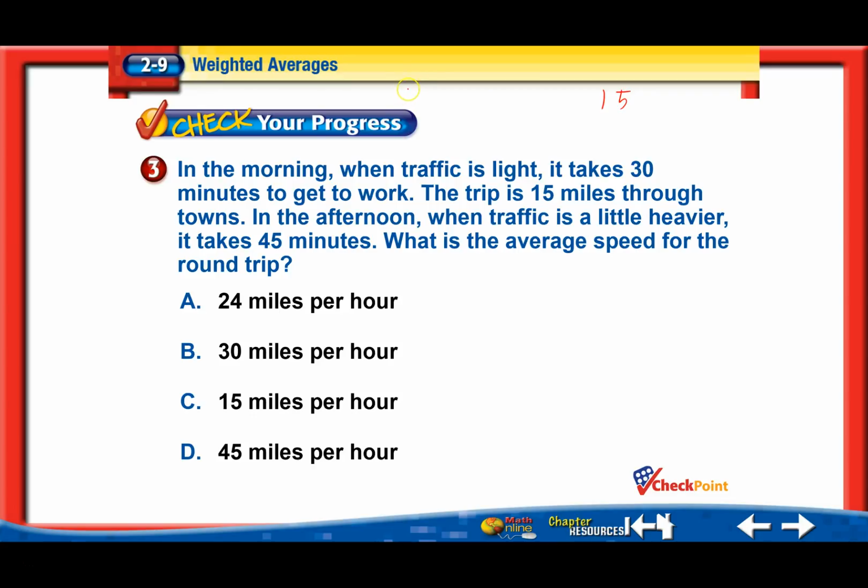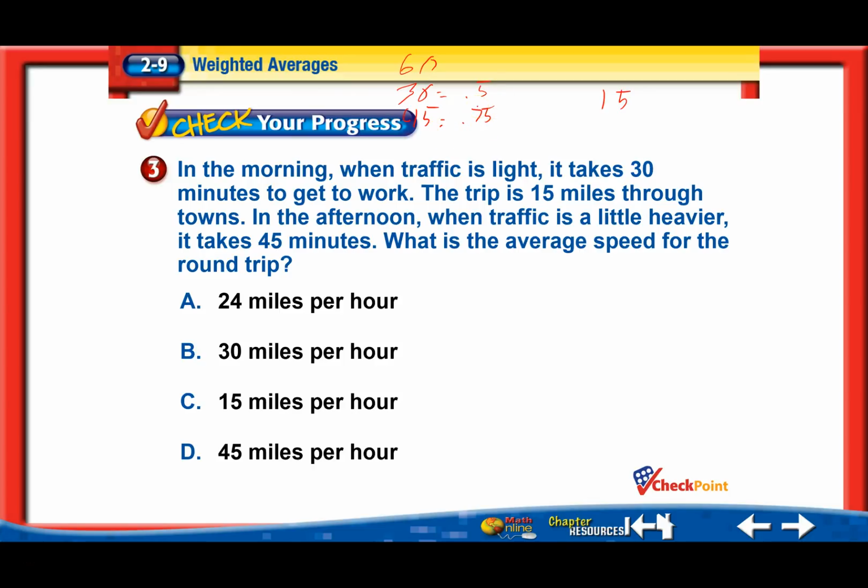So 30 minutes is half of a 60-minute hour, so we're going to convert that to 0.5, just like in the last problem. And 45 minutes, we're going to convert that to 0.75 of an hour. So that gives us our time.